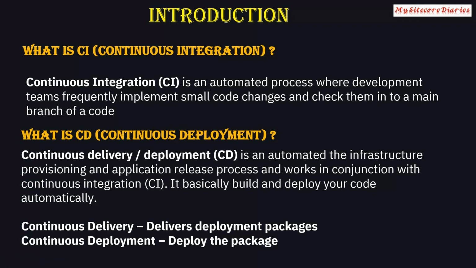So what is continuous delivery? It is an automated infrastructure provision which will help you to create the release packages or deployment packages. That process is called continuous delivery. Whereas those deployment packages you will deploy on your servers, that process is called continuous deployment. So continuous delivery and continuous deployment work with continuous integration.